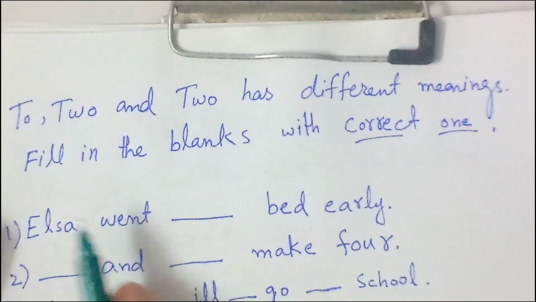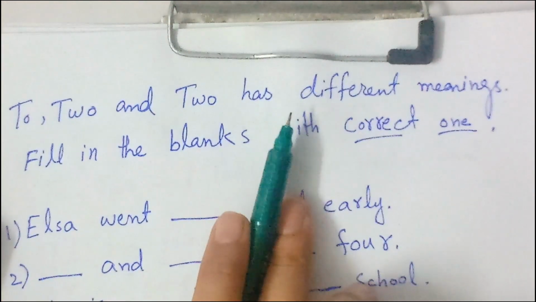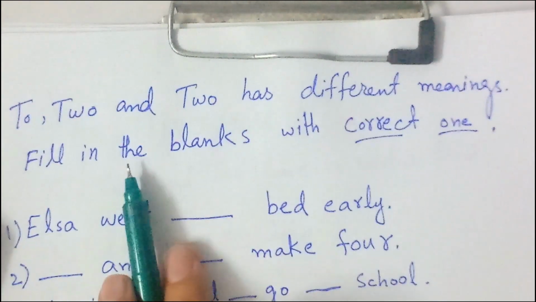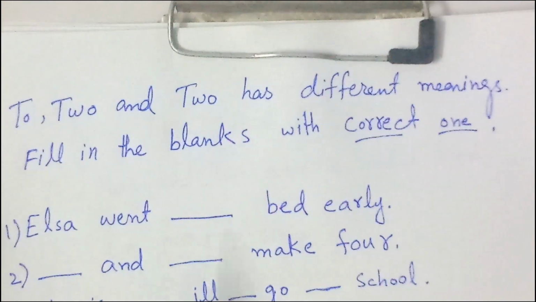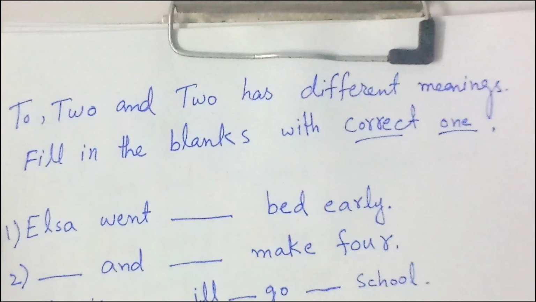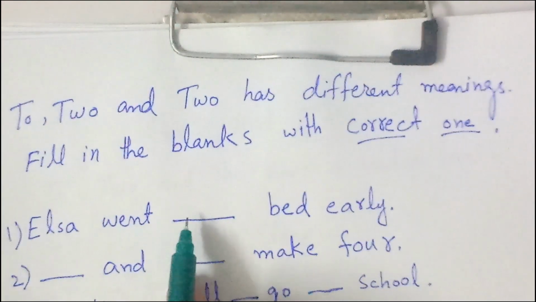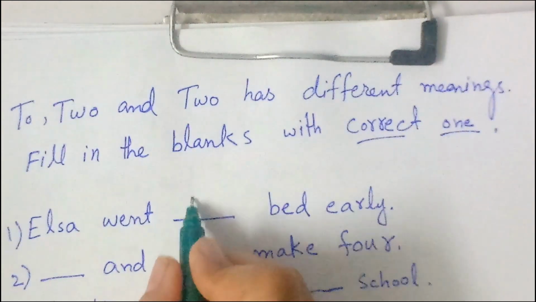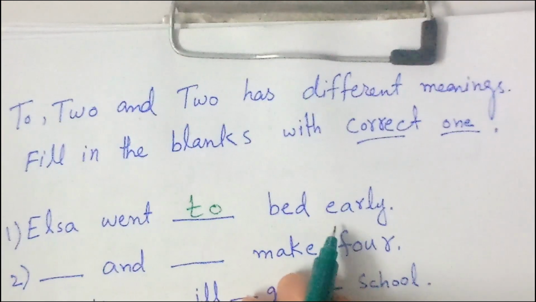Now, as we have learned the difference between the twos, and now you know that these three twos have different meanings, fill in the blanks with the correct one. Let's see. Elsa went dash bed early. Now you can see that it is pointing towards a direction, like to bed. So we are going to use this "to". Elsa went to bed early.